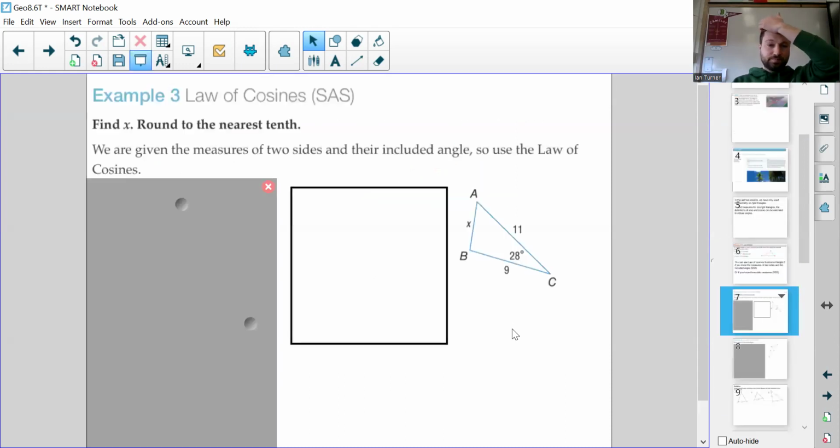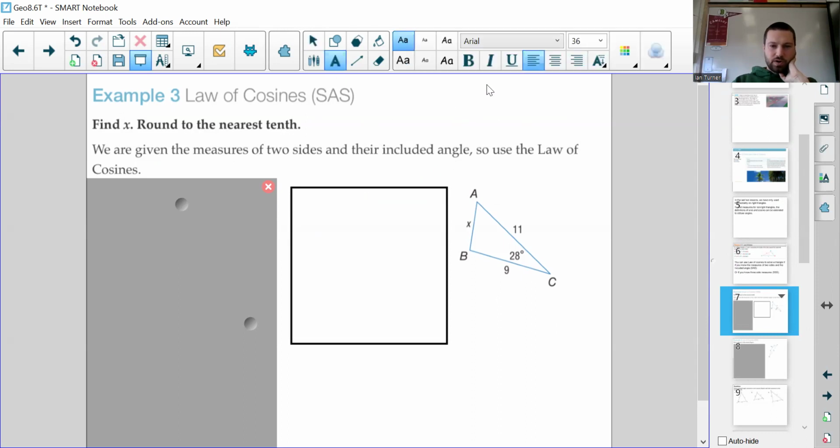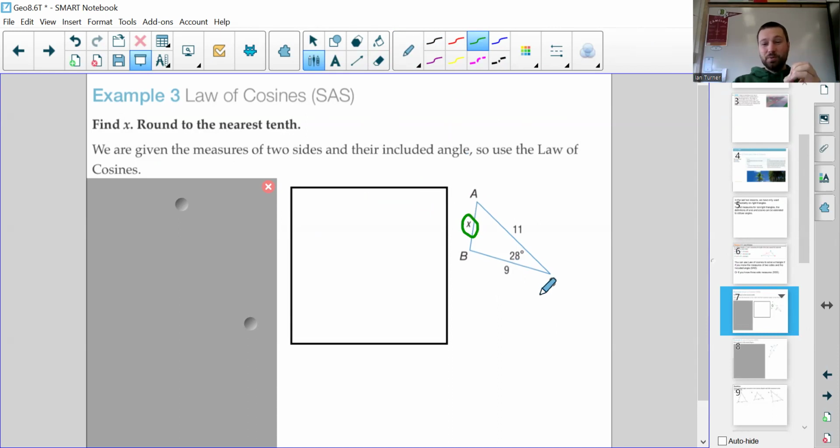All right, let's do an example here. Okay, we're going to use our little formula. So we want to solve for, sorry, hold on, I'm trying to get my pen here. We want to solve for x squared, right? So that is the side we're going to put by itself, okay?